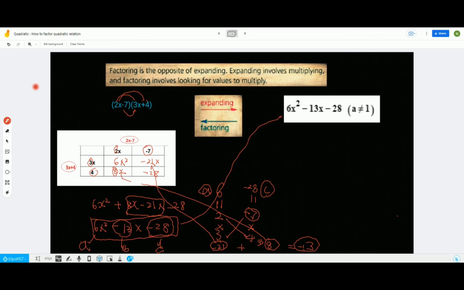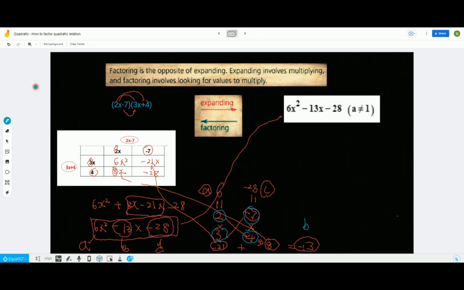So we lay out the product of 6, that is 2 and 3, and negative 28, that is negative 7 and 4. 6 is the product of 2 and 3, and 2 and 3 are factors of 6. Negative 7 and 4 are factors of negative 28, and negative 28 is the product of these two numbers. So we lay out 2 and 3 for a, and negative 7 and 4 for c. Where is b? b comes from the cross multiplication, adding the results together.